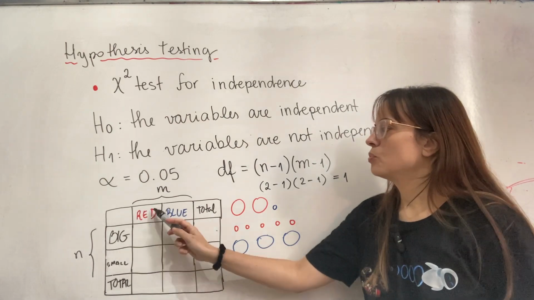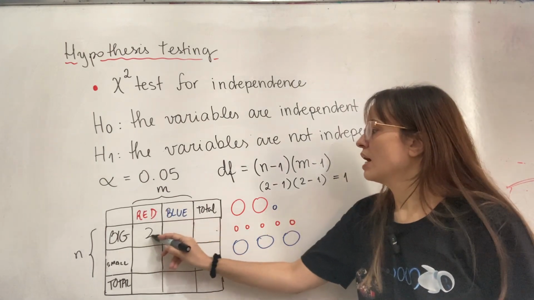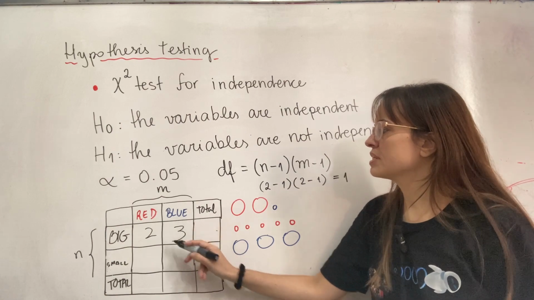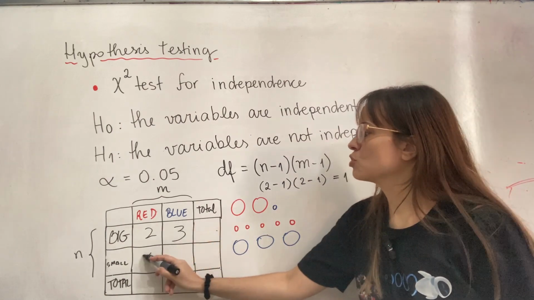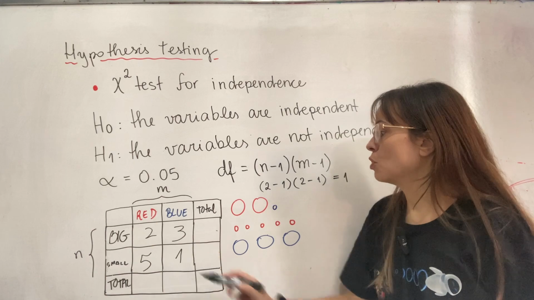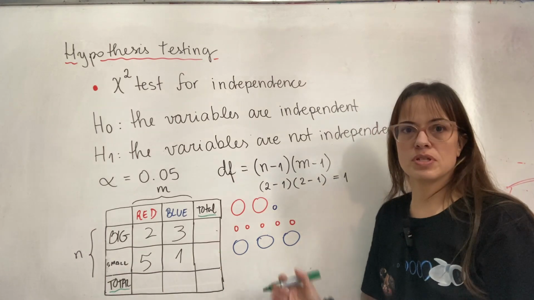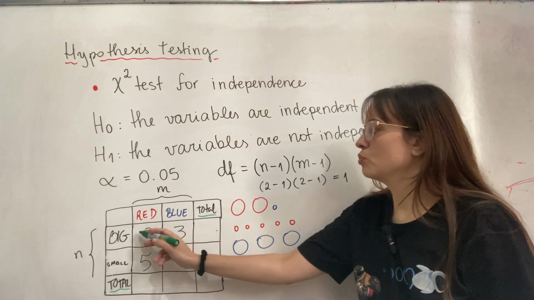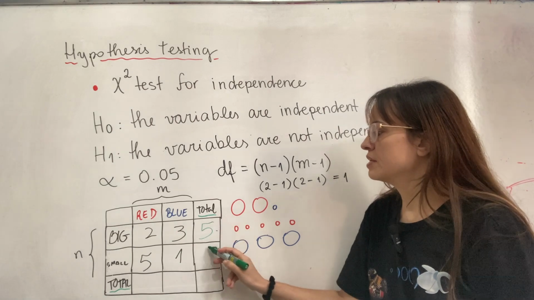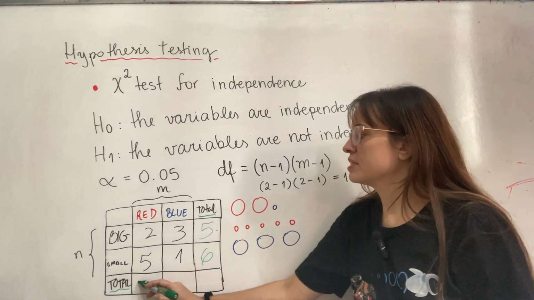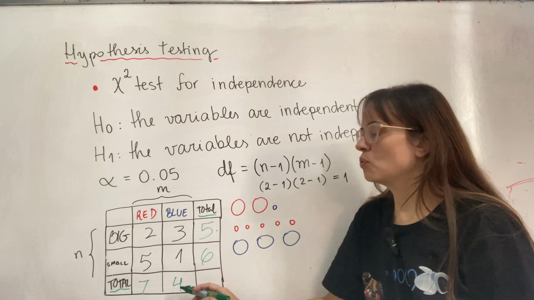So how many big red balls do I have? 2. I have 3 big blue ones. I have 5 small red and 1 small blue. And then the rest of the table that you need to fill in are just the totals. So 5 big, 6 small, 7 red, and 4 blue.